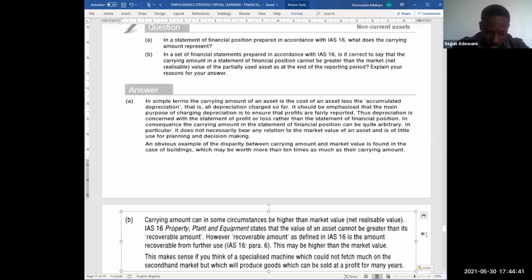Carrying amounts can, in some circumstances, be higher than market value or net realizable value. IAS 16 Property, Plant and Equipment states that the value of an asset cannot be greater than its recoverable amount. However, recoverable amount as defined in IAS 16 is the amount recoverable from further use, IAS 16 paragraph 6. This may be higher than the market value. This makes sense if you think of a specialized machine which could not fetch much on the second-hand market, but which will produce goods which can be sold at a profit for many years.